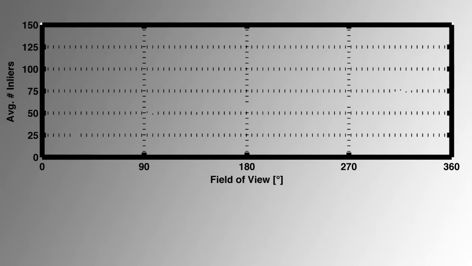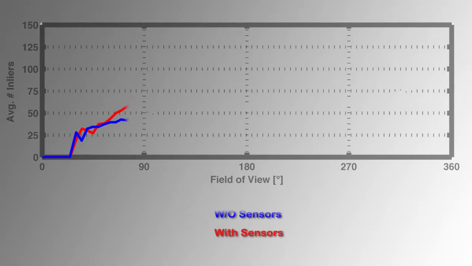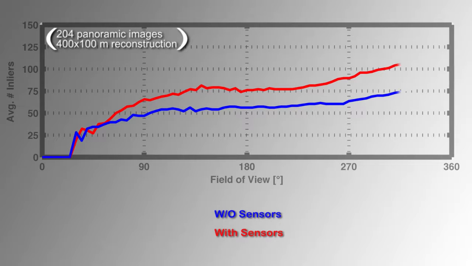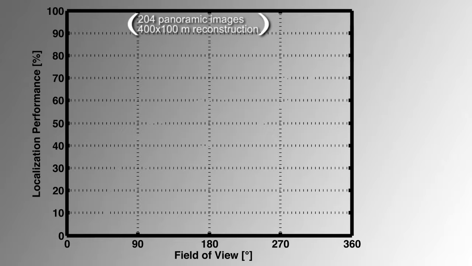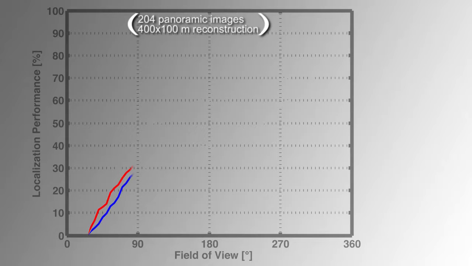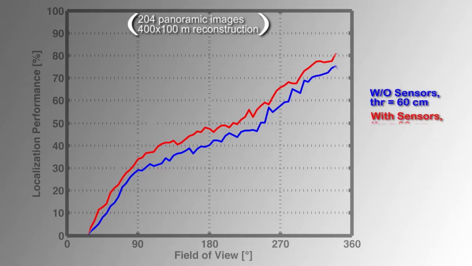We evaluated our approach against an approach that does not consider sensor information. The usage of sensors increases robustness in terms of the number of inliers. On average, the number of inliers can be increased by about 50%. A direct comparison reveals a considerable improvement in localization performance.